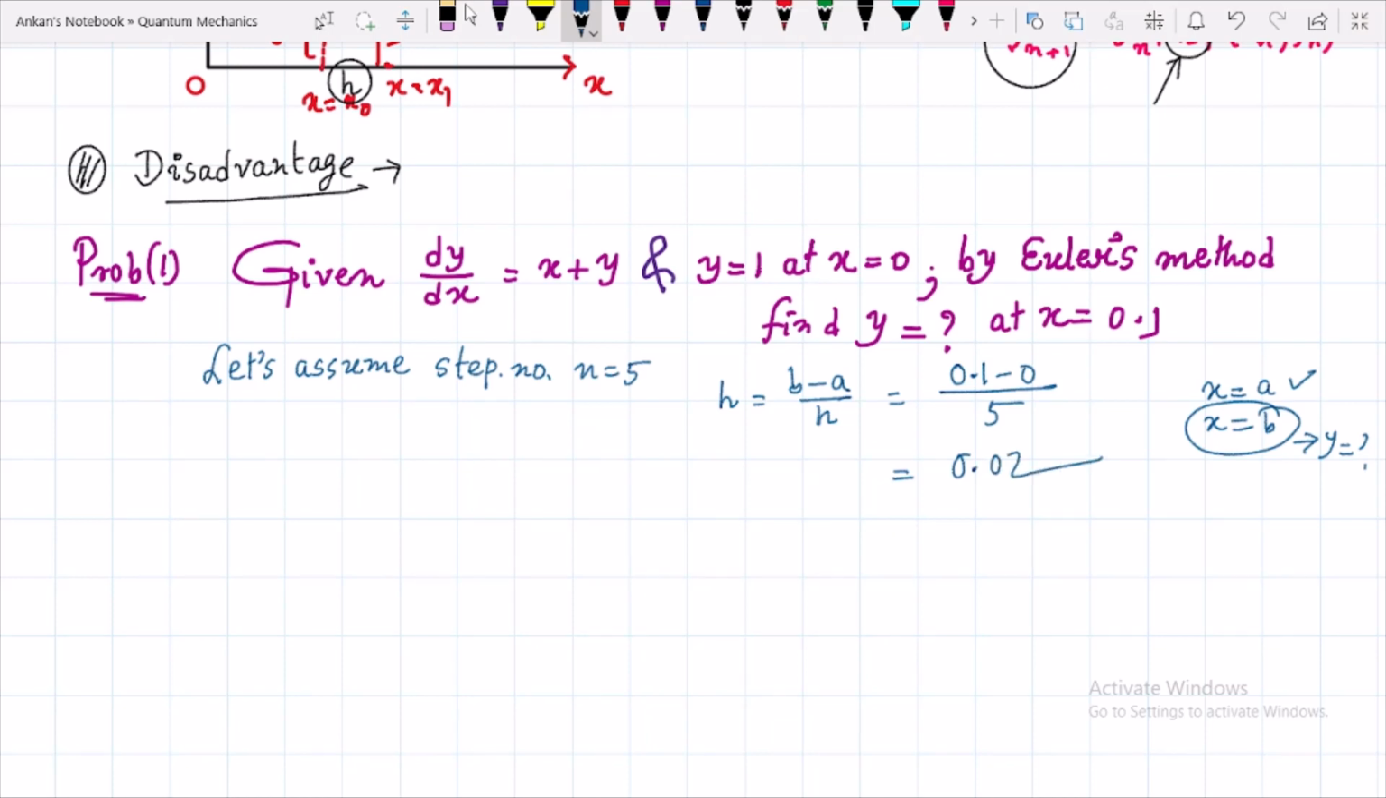Okay, next you have to tabulate, because I have said that Euler's method is a tabulated method. So x0, x1, x2. What is the value of x0? I think 0 is given. Yes, 0. And x1 becomes x0 plus h, so 0.02. x2 becomes 0.04.